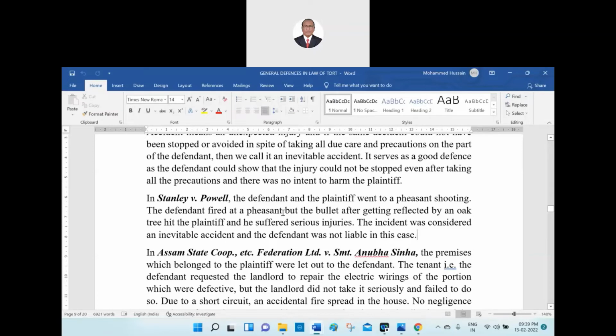Pellet means a small one. We can say both, because somewhere pellet is written, somewhere bullet is written. But pellet is the right word. The pellet touched the oak tree branch instead of the pheasant, then took another way.